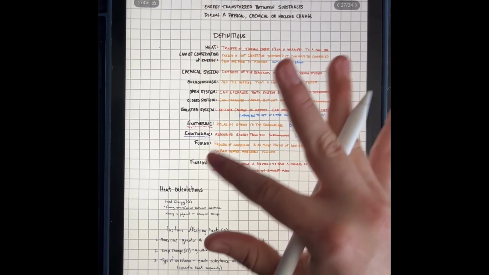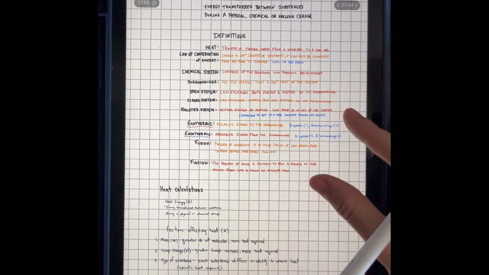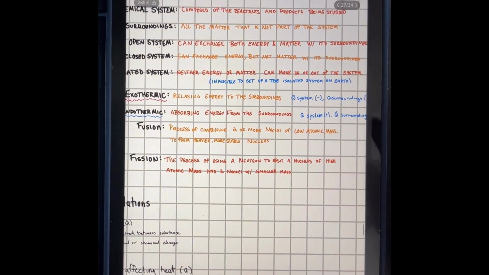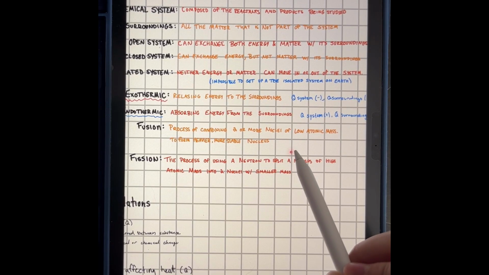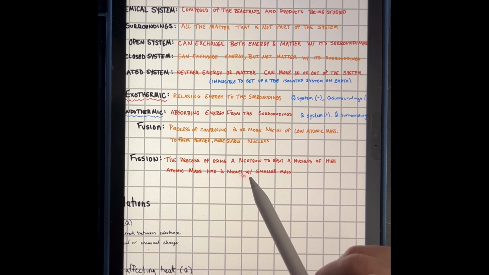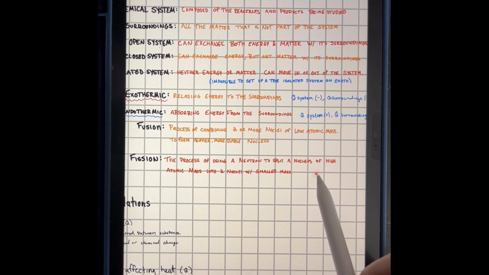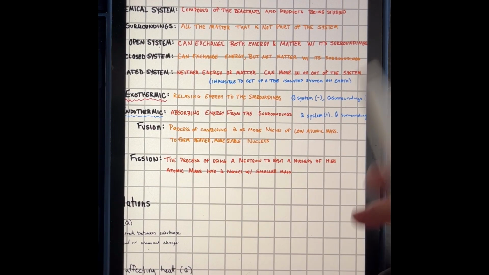Okay. Fusion and fission. Fusion is the process of combining two or more nuclei. And fission is splitting a nucleus. So fusion is adding, fission is splitting.